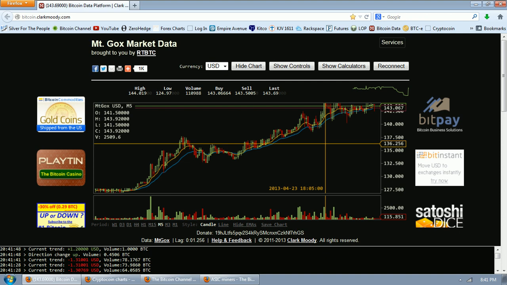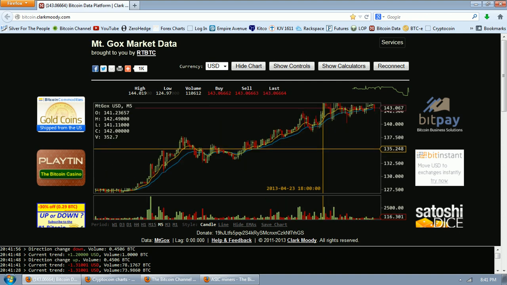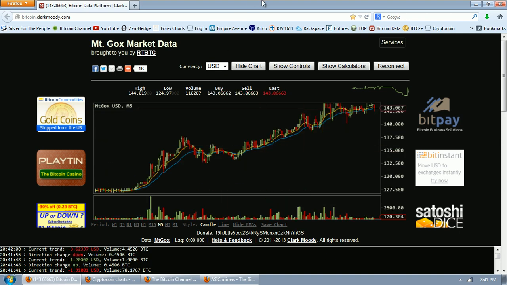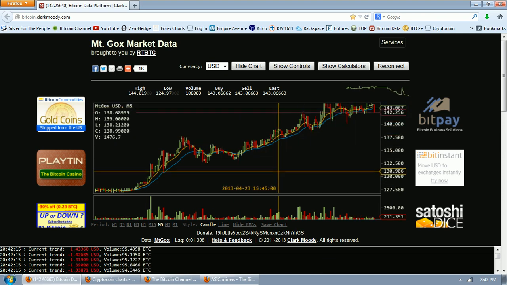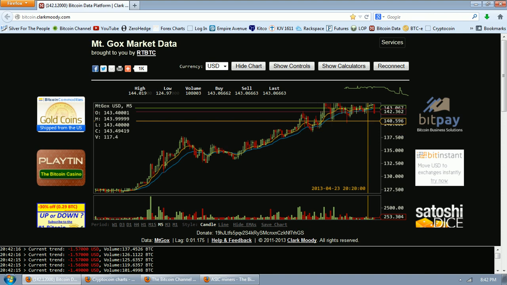This is the 5-minute chart of the Bitcoin from clarkmoody.com. You can see that we got through that very important old high at about 137.5. You can see that the chart has that typical pattern, test and then breakout. We're now testing about that 144 level. Looks like we're getting a little bit of a sell-off, but we have that same sort of pattern.